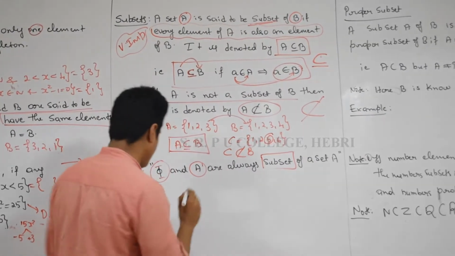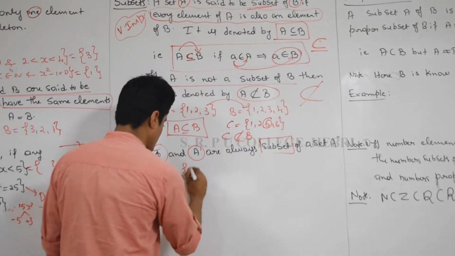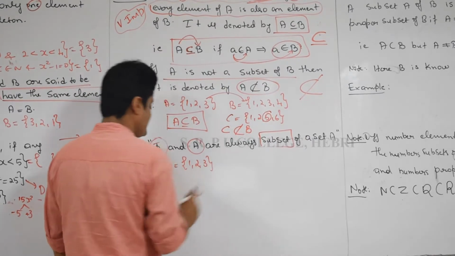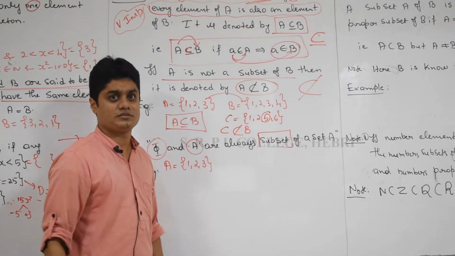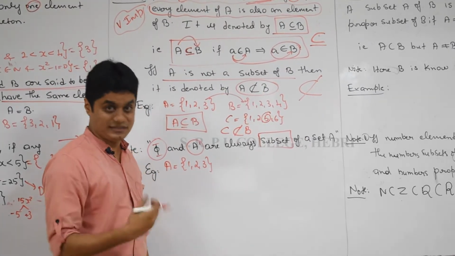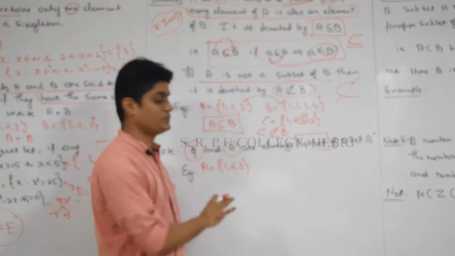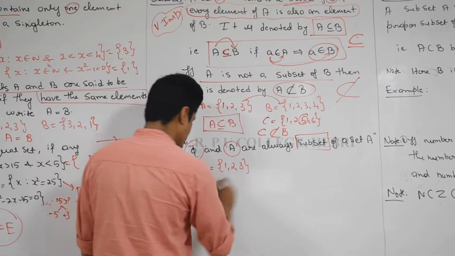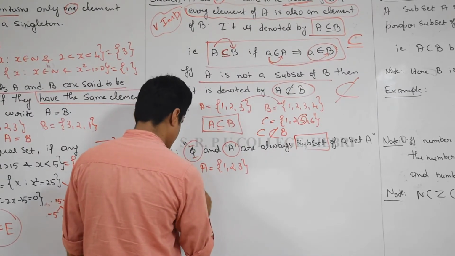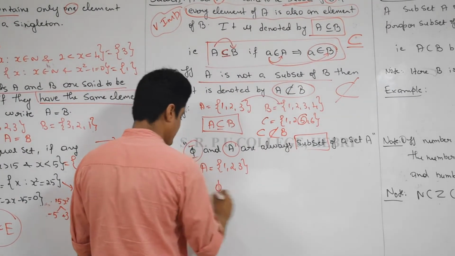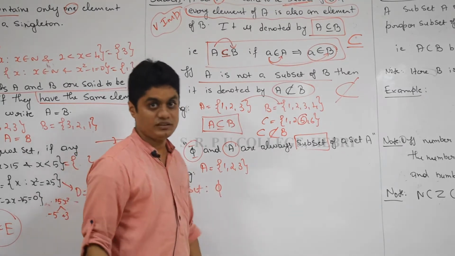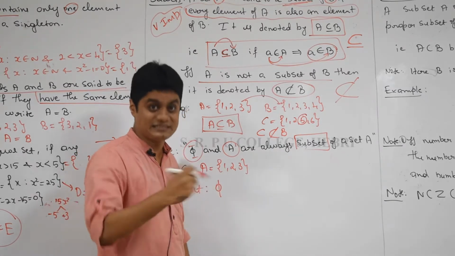Okay, so let me take one example. Suppose A is equal to {1, 2, 3}. Is it possible to write all the subsets? Okay, I'll show you. The answer is yes. I'll show you how to write all the possible subsets of the set. See, from the above note it's very clear that the null set will be a subset. The smallest subset of the set is the null set.